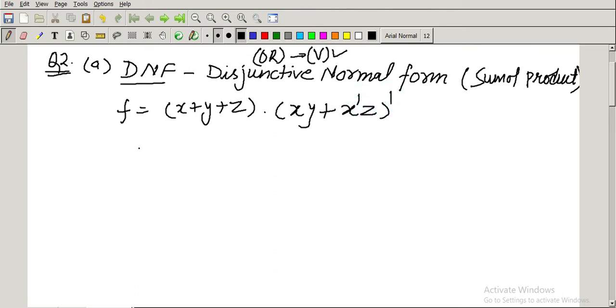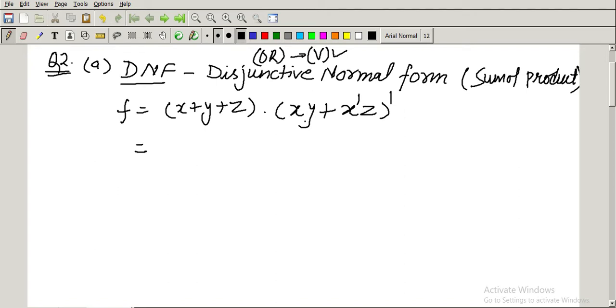So this is what they have given you, and they have asked to convert this expression into disjunctive normal form. Right now this form is conjunctive normal form, which is the opposite of the disjunctive normal form. Conjunctive normal form is product of sum, meaning here we have these sums and this is the product. So this form is the product of sum.